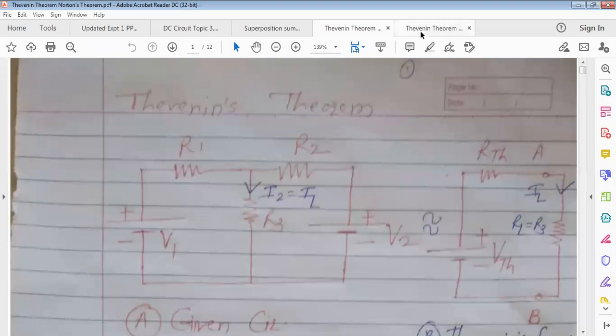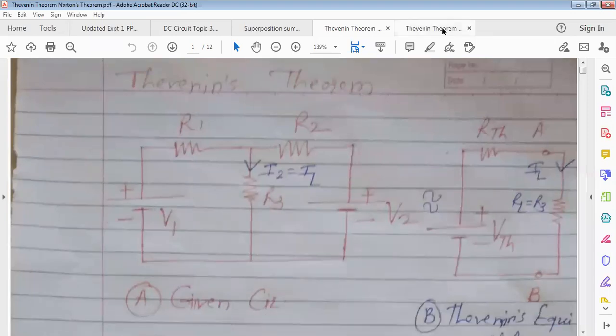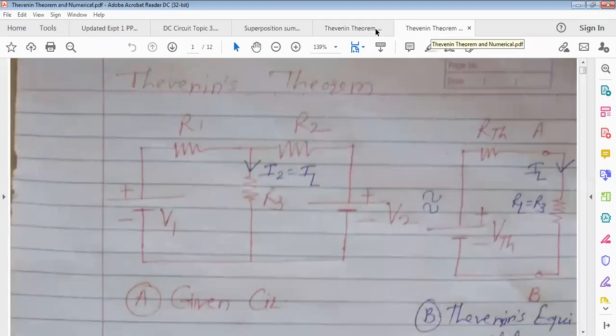Next one, can we go for the next topic, Thevenin's theorem? Yes, ma'am. Okay, let's start. Thevenin's theorem, next topic.